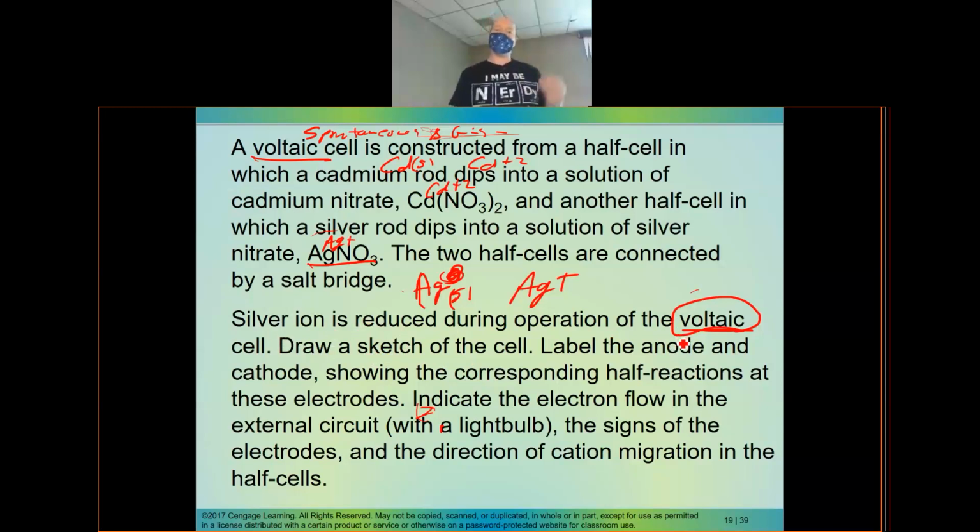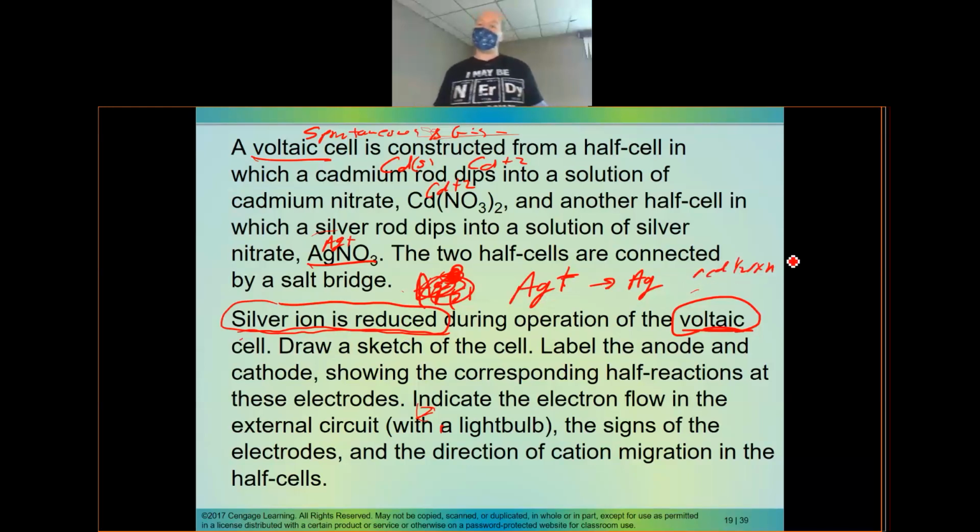So they're telling us that we are going to reduce the silver ion for this. So we know that Ag plus is going to go to Ag. They're telling us that in the wording here. It is reduced. The silver ion is reduced. This is the reduction half reaction. So if they're telling us that, then the other side has to be the oxidation reaction. All right, and so now your cadmium is going to cadmium plus 2. That is your oxidation half reaction. Because in a cell, you have an oxidation occurring and you have a reduction occurring.